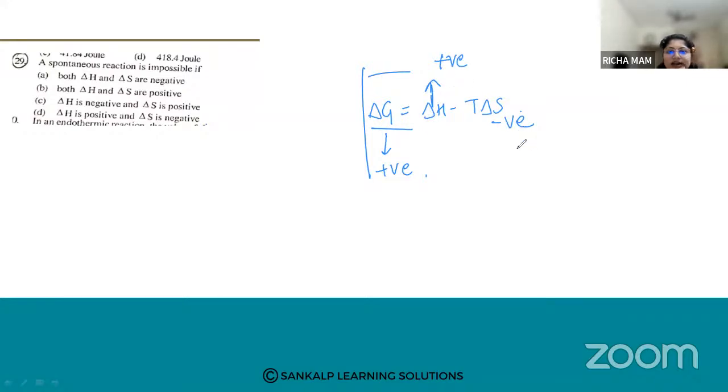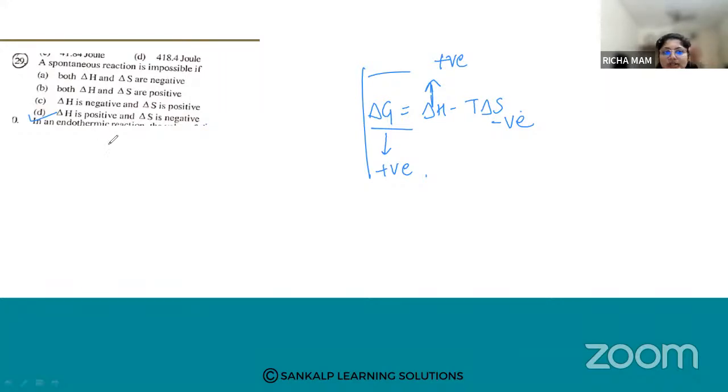Whenever a spontaneous reaction is impossible, we know that delta G is equal to delta H minus T delta S. From this equation, your delta G will be positive when it is a non-spontaneous reaction. At that time your delta H should be positive and your delta S should be negative. So for a reaction to be non-spontaneous, these are the conditions: delta H should be positive and delta S negative. So option D is the answer.